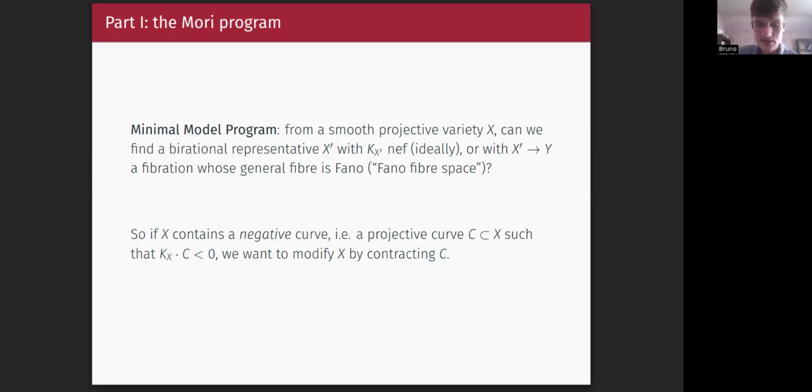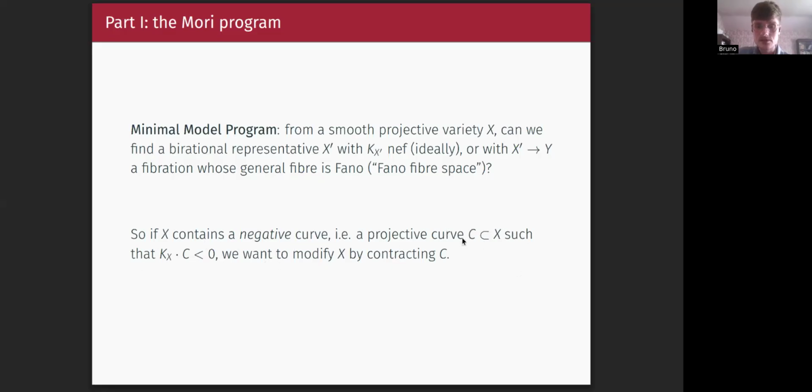And the theory developed by Mori in the 70s and mostly in the 80s follows from the following idea. If my variety X contains a negative curve, so negative curve means a curve contained in X on which the canonical has a negative degree, so that this curve is a witness of the fact that K_X is not nef. I want to contract this curve, and I want to forget it so that I get closer and closer to a representative of X with nef canonical, right?